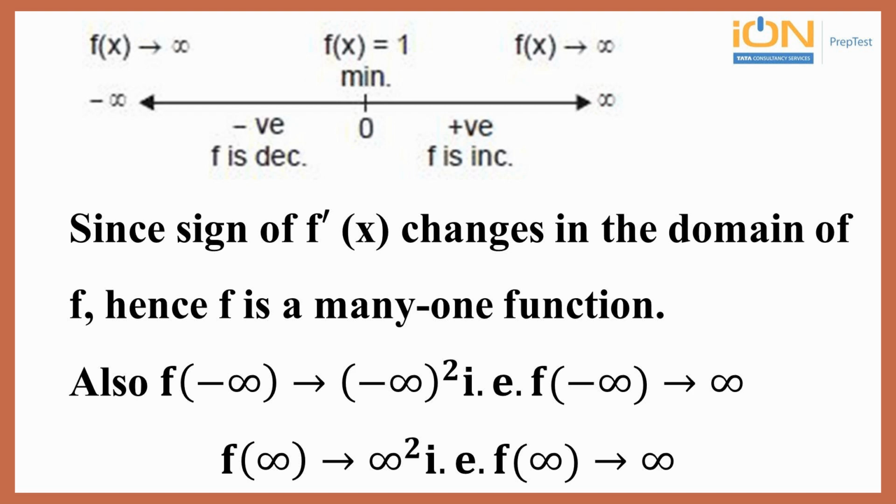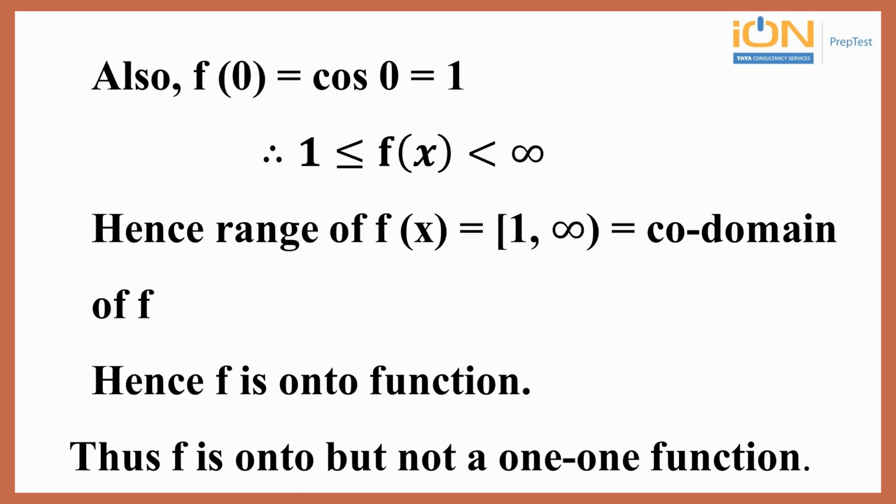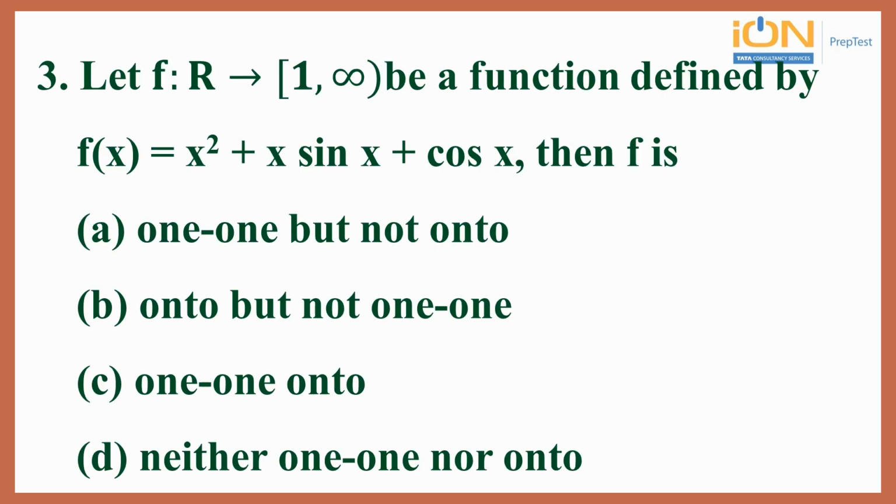And one more thing, f has a minimum at x equal to 0 and the minimum value is 1, as you can see from the figure. So f of x is greater than or equal to 1, and the range of f will be from 1 to infinity. The reason being, f is a continuous function, so the least value is 1, and it will take all the values from 1 to infinity. So the range of the function is 1 to infinity, which is the codomain of the function given. Range is equal to the codomain, hence the function is onto. As we have already seen that the function is not a 1-1 function, therefore the function is onto but not 1-1.